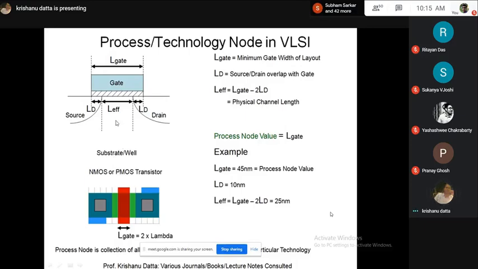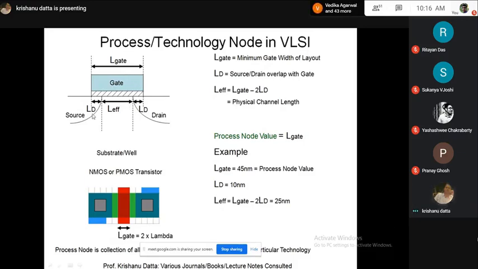I'm not specifically telling whether it is NMOS or PMOS. A few dimension definitions, like L gate. L gate is basically the channel length of the gate when you design the MOS transistor. That is the design channel length.